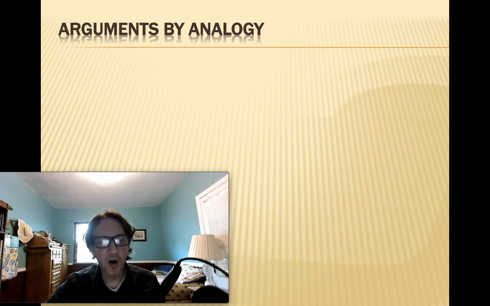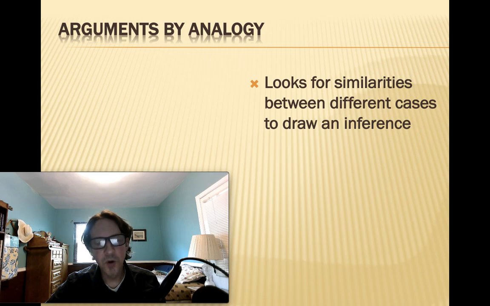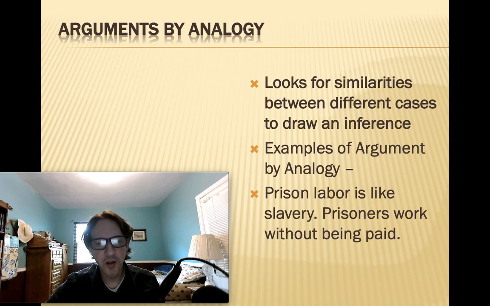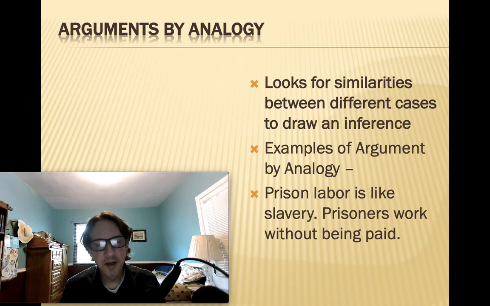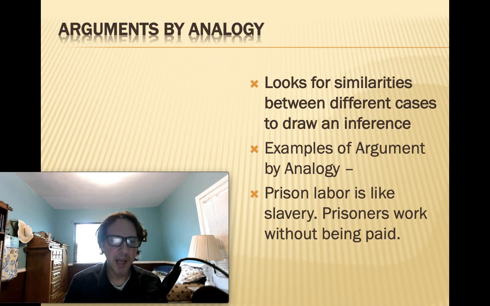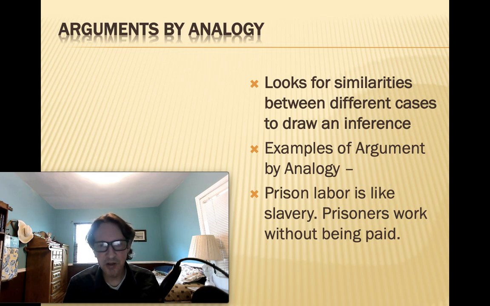Second type of data is argument by analogy, where you make an analogy to a different case in order to draw a claim. So here we go. Prison labor is like slavery. Prisoners work without being paid. That's an example of an argument by analogy. We're making an analogy between prison labor and slavery.